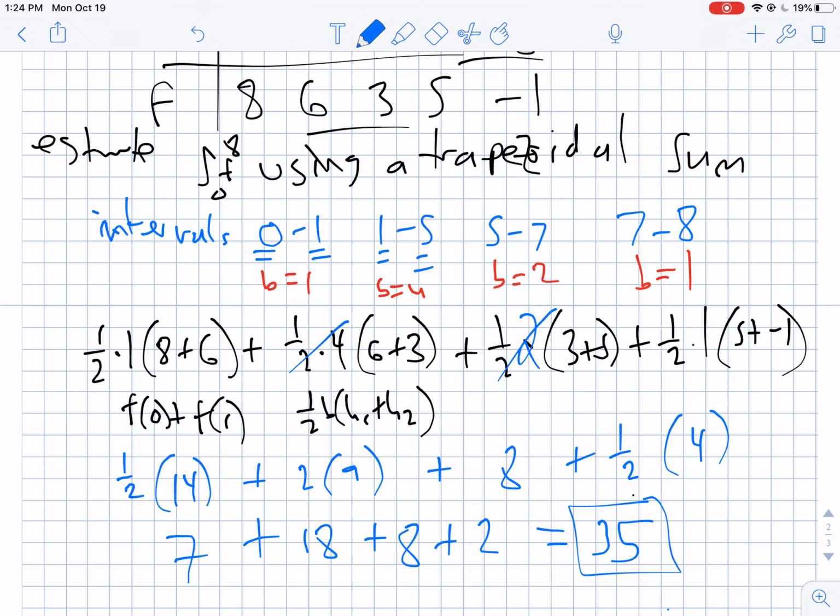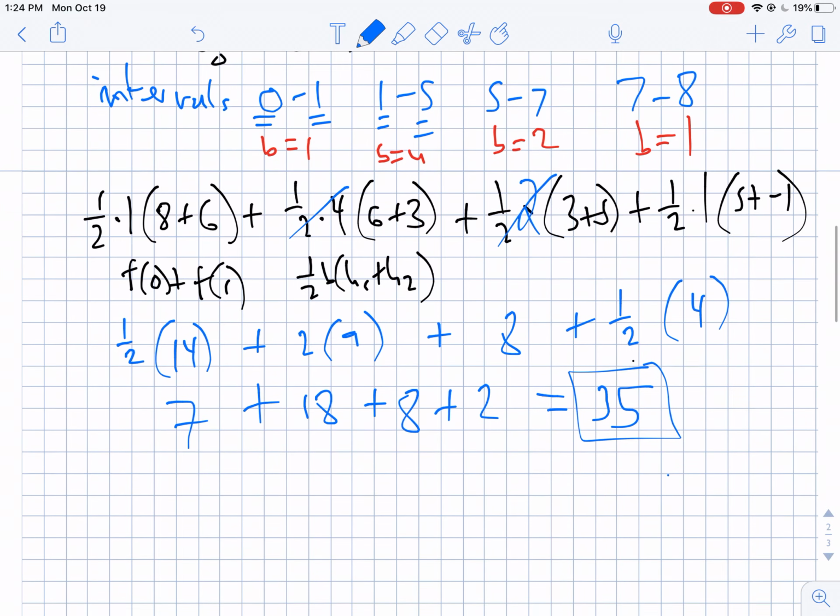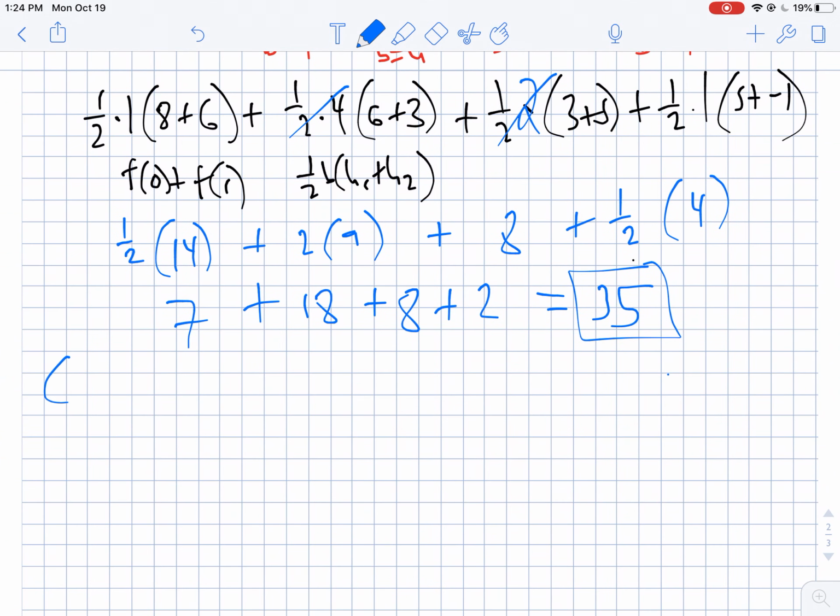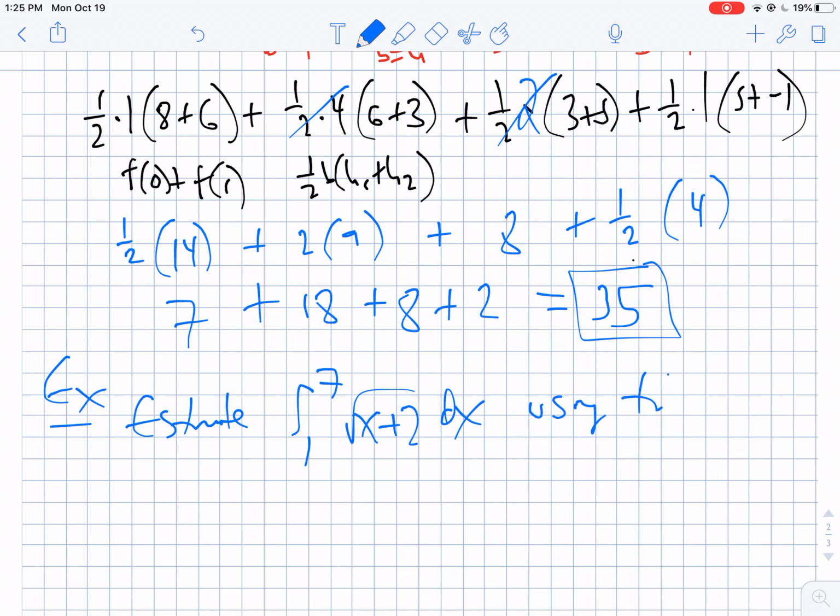Okay. So same thing, you're just trying to estimate an area, but you're using these trapezoidal sums. Let's do another example with an equation. So let's say I ask you to estimate the integral from 1 to 7 of square root of x plus 2 dx. Excuse me. Using two trapezoids, I don't have COVID, don't worry. Using two trapezoids of equal width.